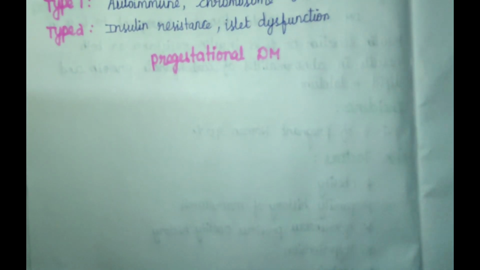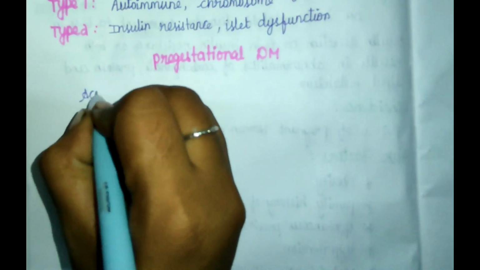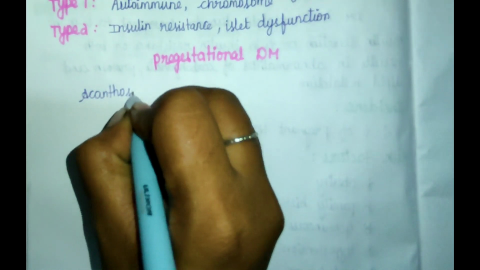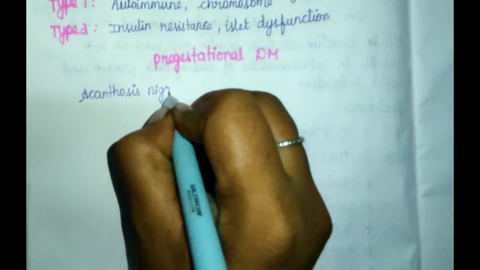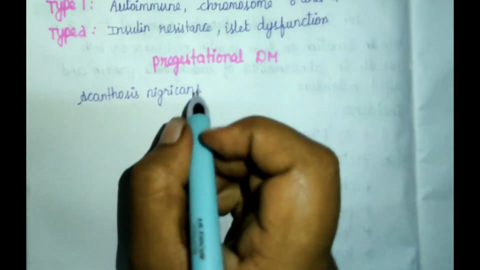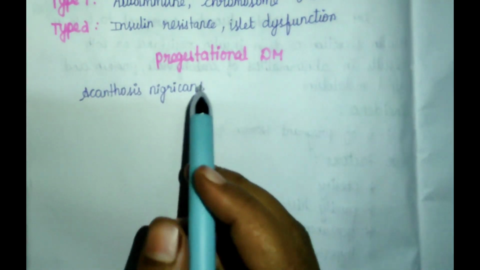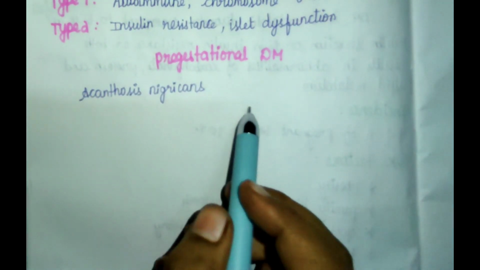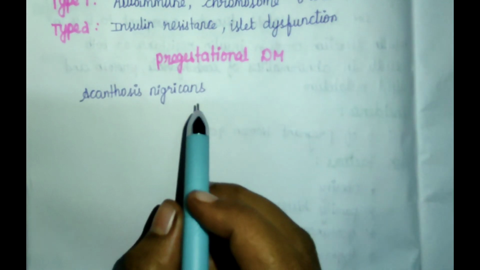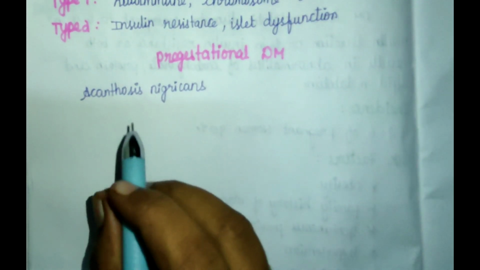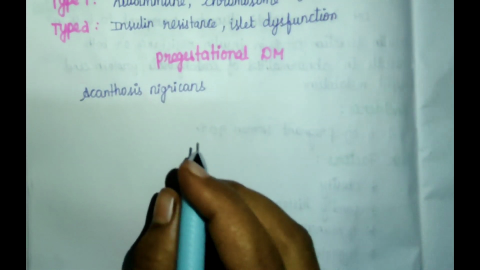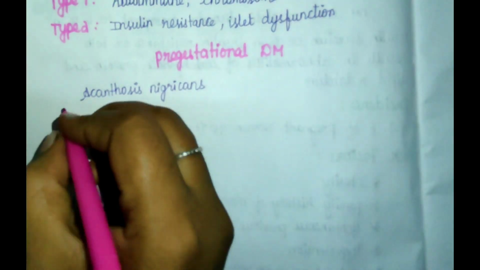So next one is pre-gestational diabetes mellitus. In pre-gestational diabetes mellitus, acanthosis nigricans will occur, which means it is a skin condition in which there will be velvet patches around the body folds. It is usually seen in obese and diabetes mellitus patients. So this is acanthosis nigricans. Next we are going to see types.